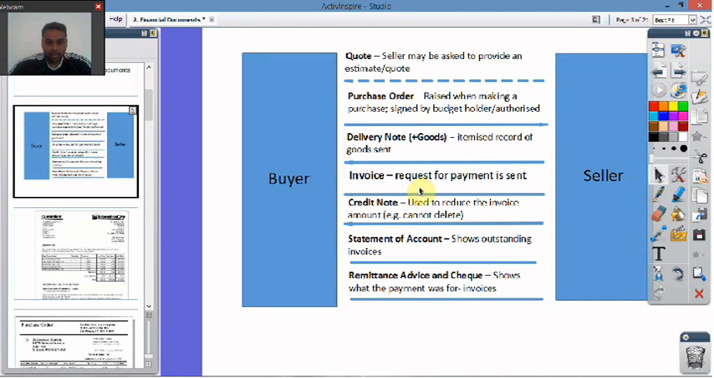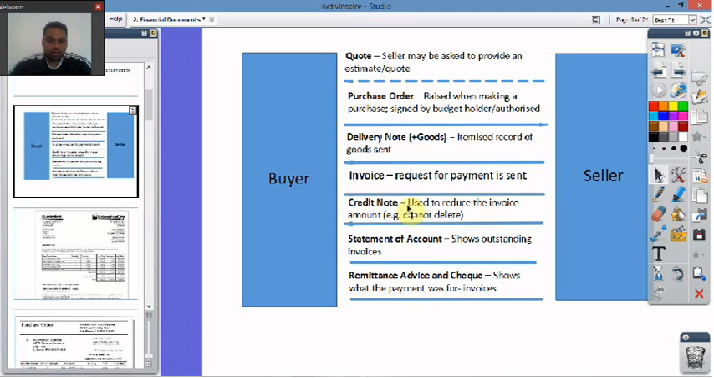An invoice is a request for payment. So obviously this is the equivalent of a receipt for credit purchases. For non-credit purchases, it's normally a receipt. For credit purchases, an invoice is sent, and a request for payment is made, and then the payment is due.